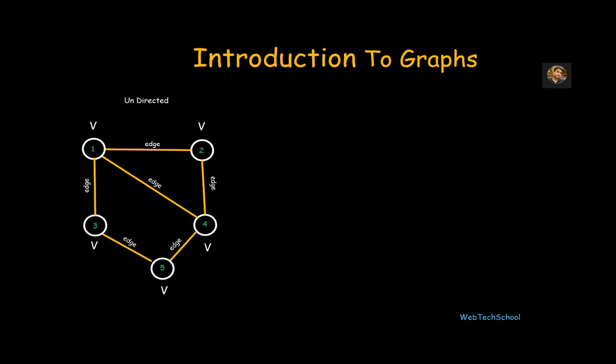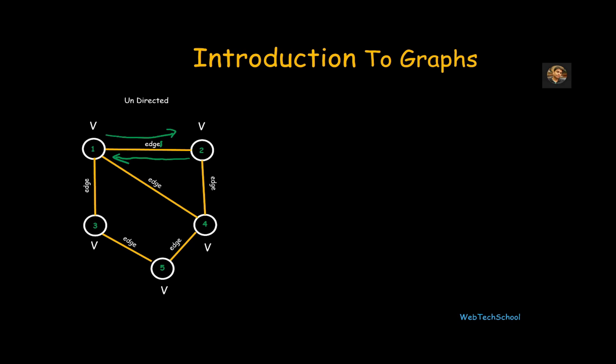Considering this example, let's say this is edge 1. So edge 1 can originate from vertex 1 and end in vertex 2, or it can go in this direction as well.